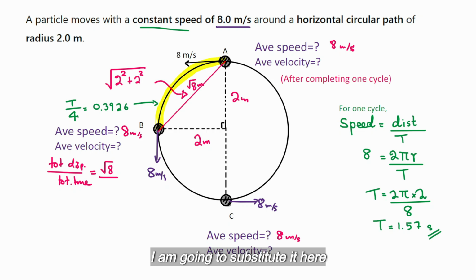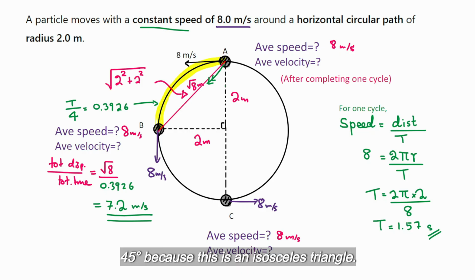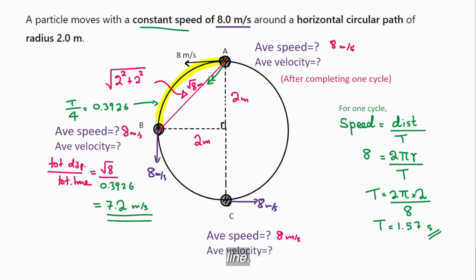Now I'm going to substitute it here, and I can see the average velocity is 7.2 meters per second. And what is the direction of this? The direction is this way here. If you want, we can work out this angle, which is 45 degrees, because this is an isosceles triangle. The direction is along this red line.